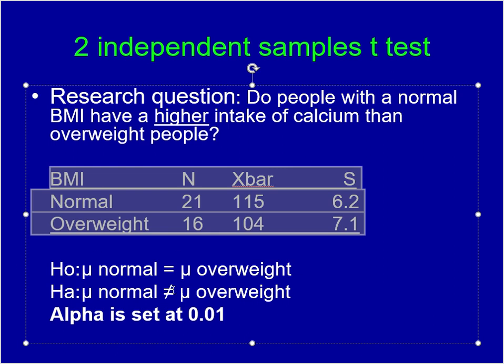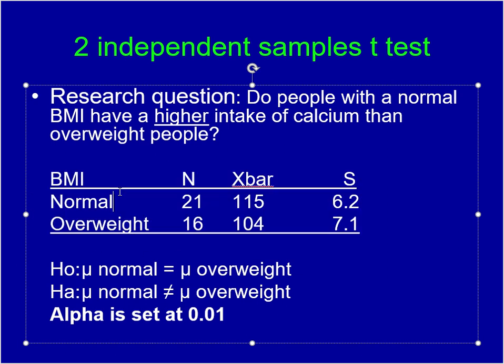Here I have another example. Now I'm looking at BMI, normal weight and overweight, in terms of calcium intake. So I have two groups: normal weight BMI and overweight BMI, and I'm looking at the calcium intake. Notice that I have 21 individuals in the first group, 16 individuals in the second group. The average calcium intake for the first group was 115, for the second group was 104. The standard deviations were 6.2 and 7.1.